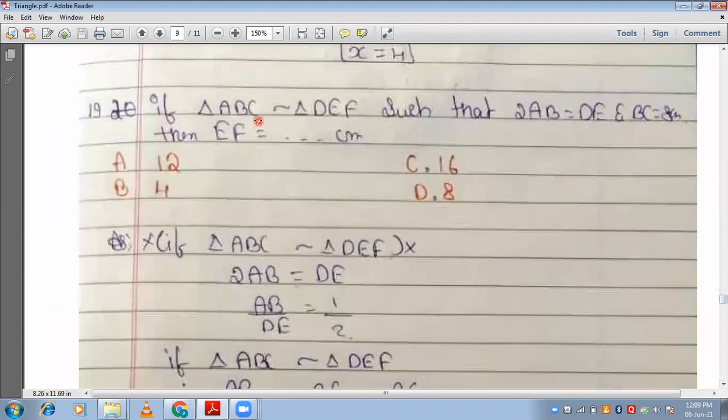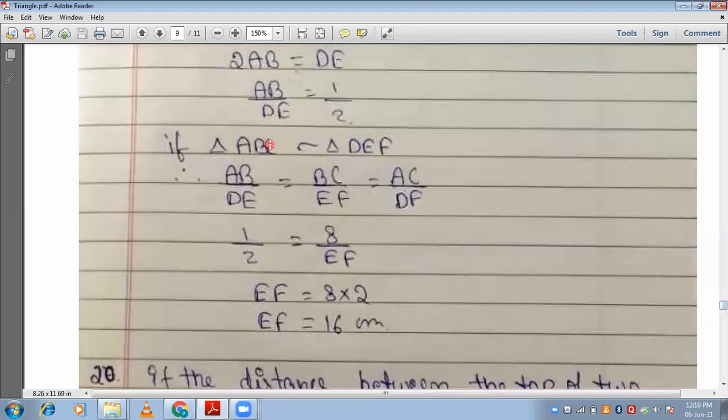Next, in triangle ABC similar to triangle DEF, such that 2AB is equal to DE and BC is equal to 8 centimeter, then EF is equal to question mark. 2AB they have given. This line is not there. 2AB is equal to DE, so AB by DE is equal to 1 by 2. If triangle ABC is congruent to triangle DEF, I already explained the meaning of congruent. Congruent means same shape and same size. Then it is called congruent. So I will take two triangles.